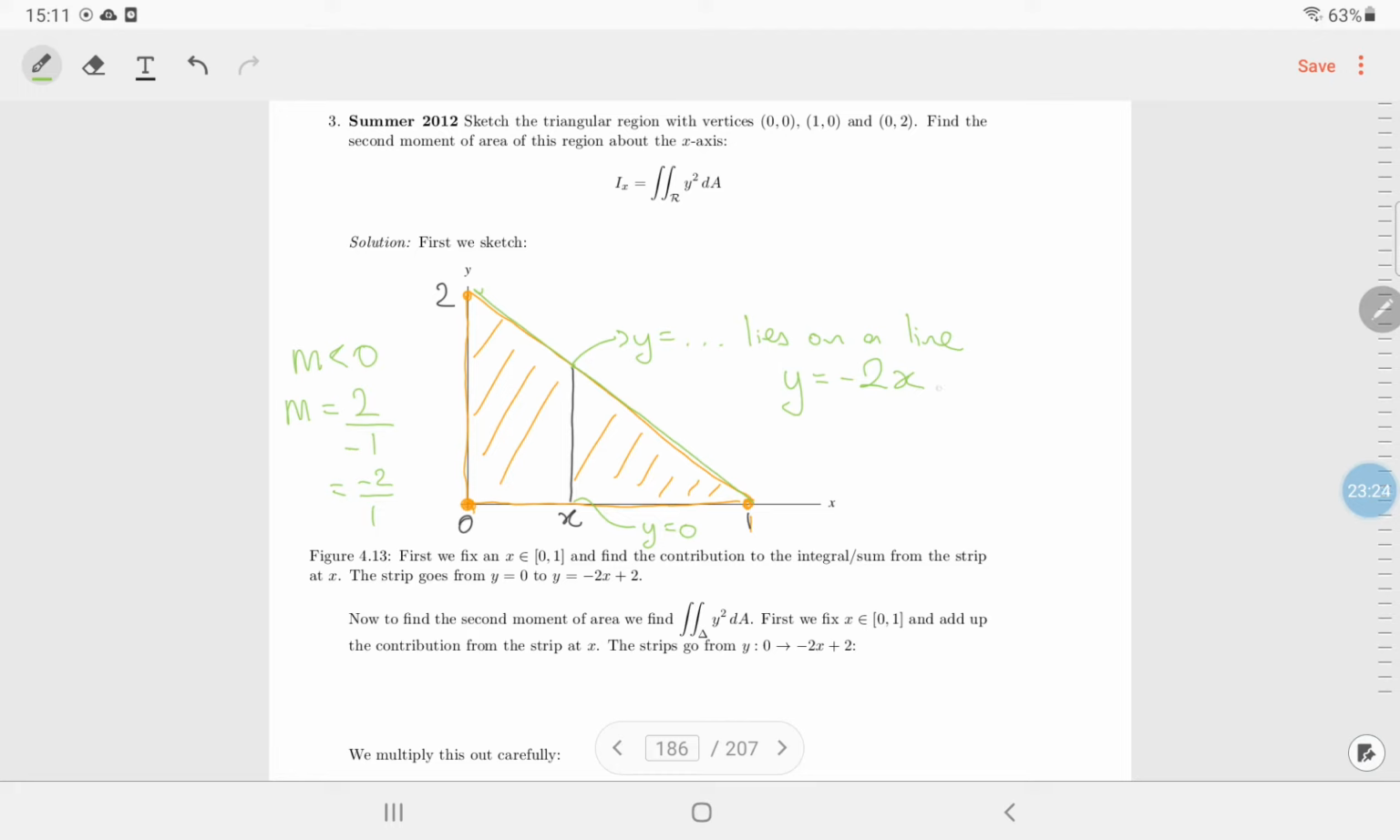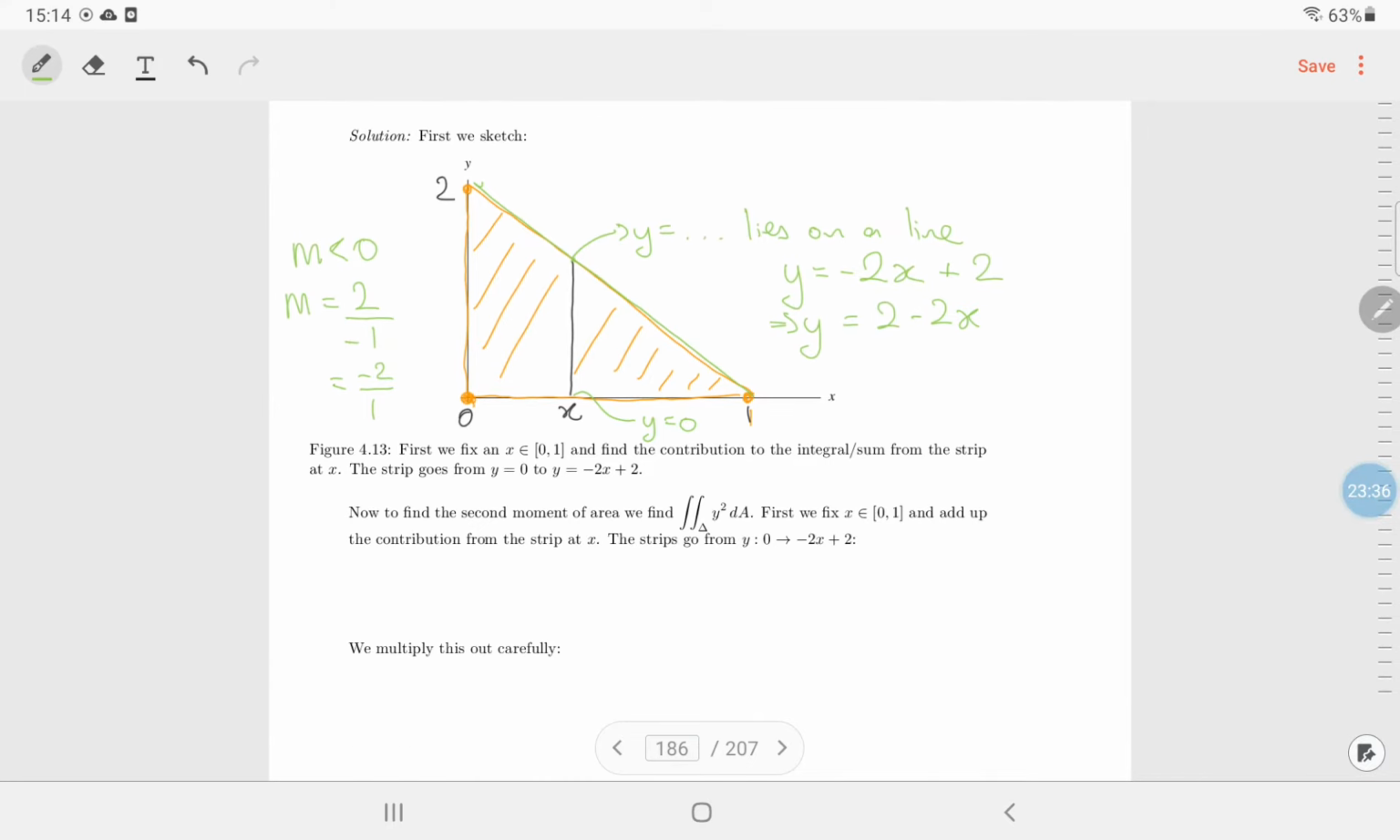mx plus c, where it cuts is 2. Now for reasons, it's going to be easier to write this as 2 minus 2x, rather than what we had. So we're adding from y equal to 0 to y equal to 2 minus 2x.